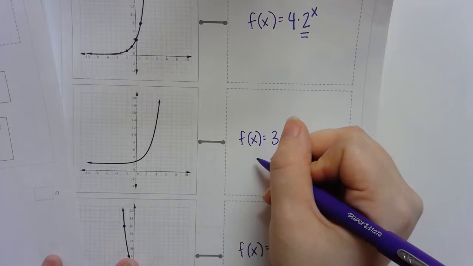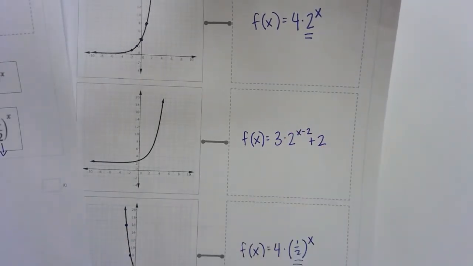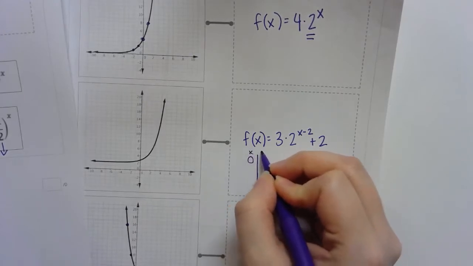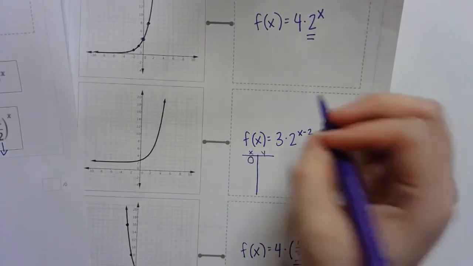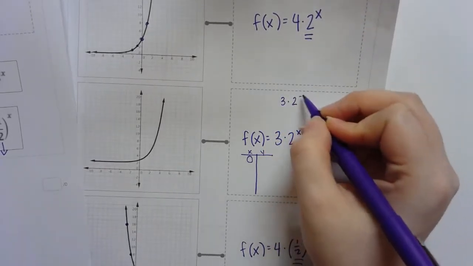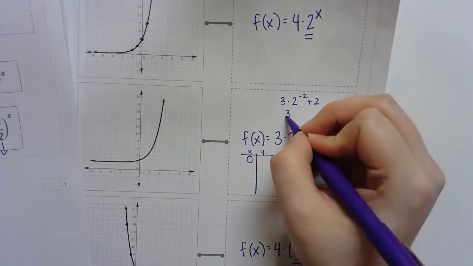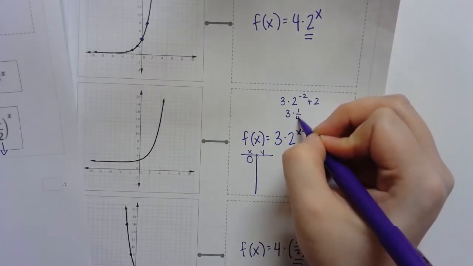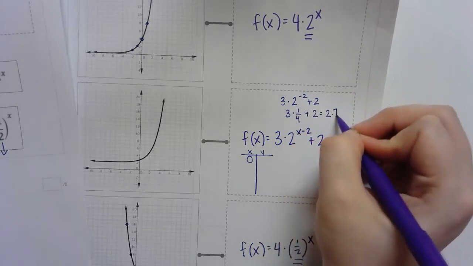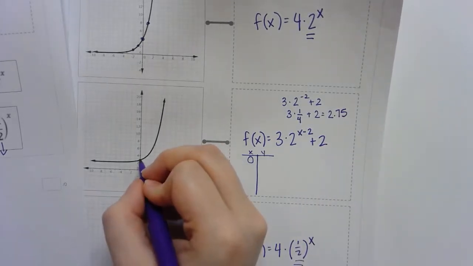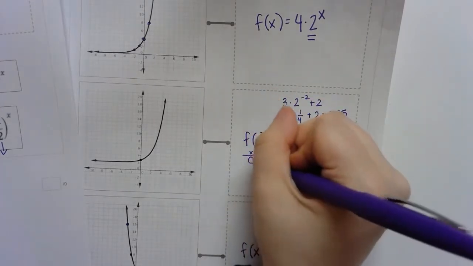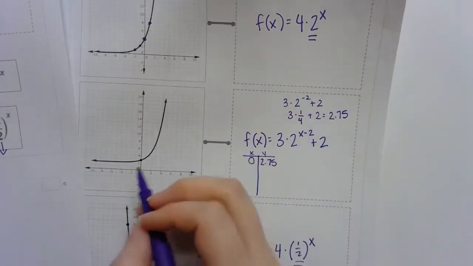So I know that if I put in 0, that would tell me my y-intercept. So if I put in 0 here, I have 3 times 2 to the 0 minus 2, which is negative 2, plus 2. So that's 3 times 1/4, because 2 squared is 4, but it moves it to the bottom, plus 2. So that's 2.75. So that's probably a pretty big indication that that's going to be this one, because no other one crosses at 2.75.